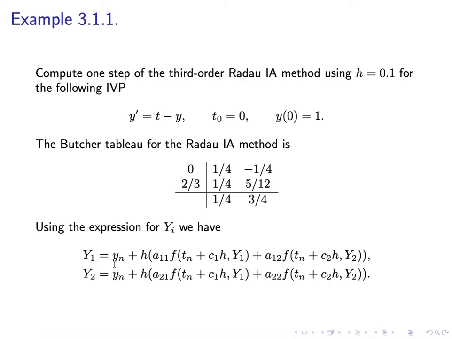So Y1, you can see our existing solution plus h, and then we have our summation of two terms: a11 times our function, with the second element being big Y1, and we have a12 times our function with the second argument being big Y2, and similar for Y2. So we know the values of our A values, and we know the values of our C values because they're from this Butcher tableau here.